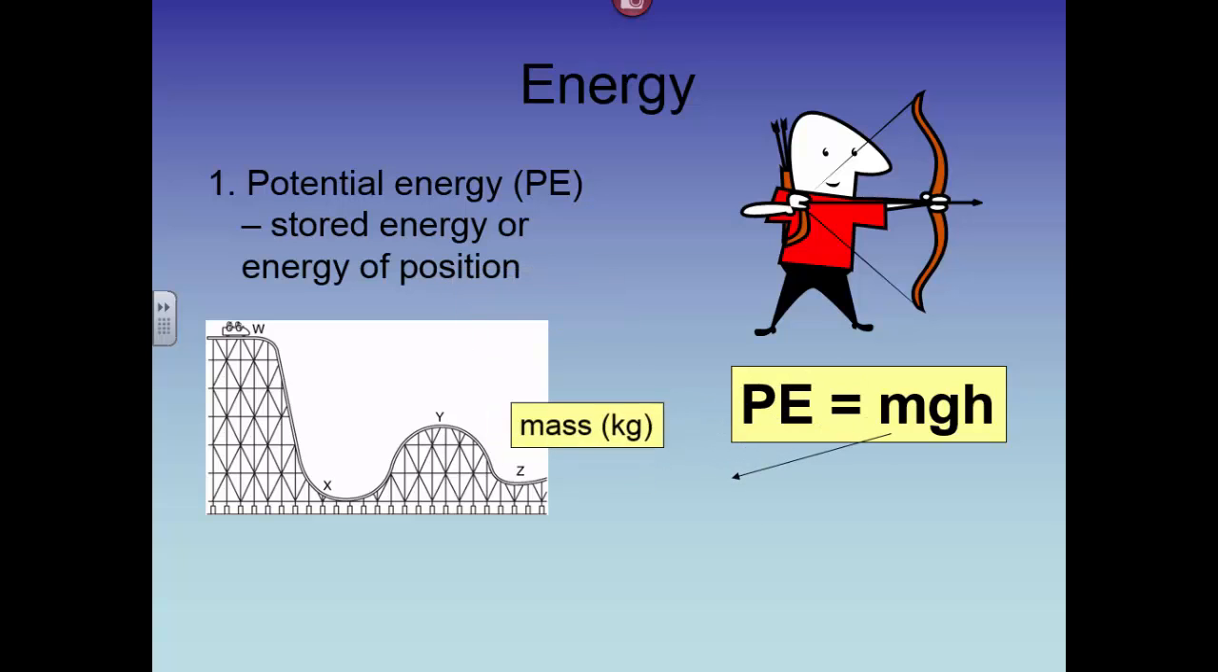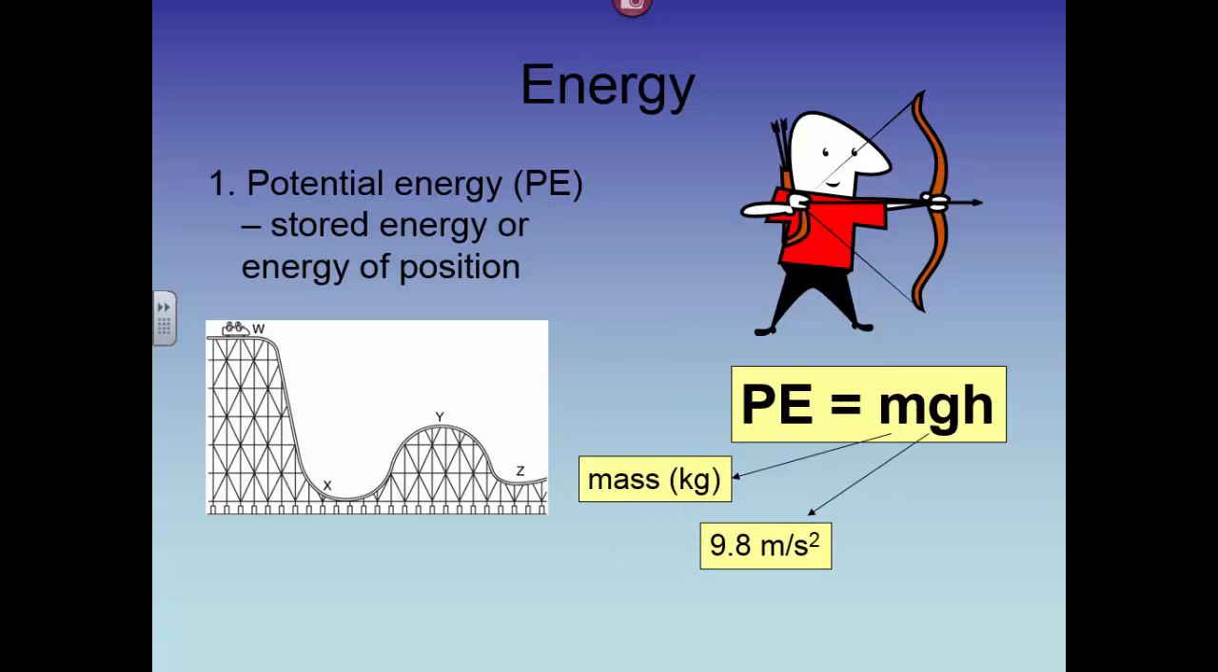The M, of course, is mass. Mass still needs to be measured or labeled in kilograms. The G is the acceleration due to gravity, and we learned in our last unit that that number is 9.8 meters per second squared. And the H, you might be able to guess that the H stands for height, and height will be measured in meters. So if you're looking for potential energy, you take mass times gravity times height.